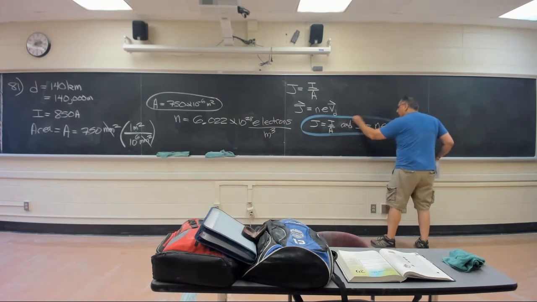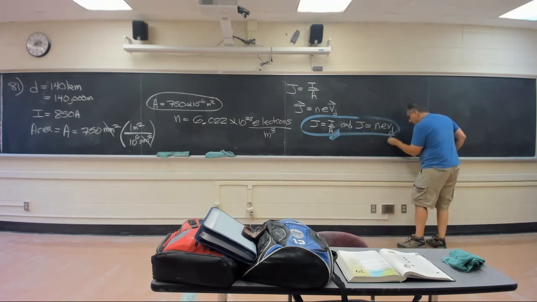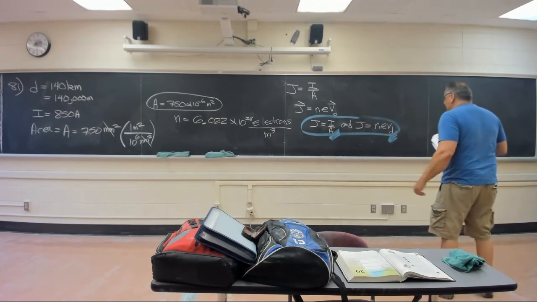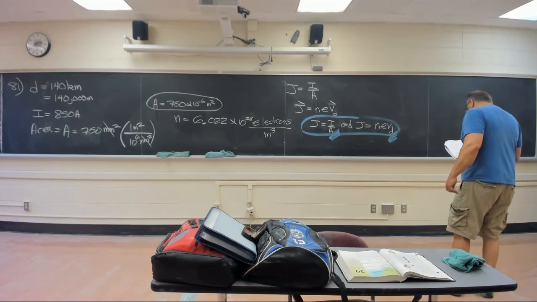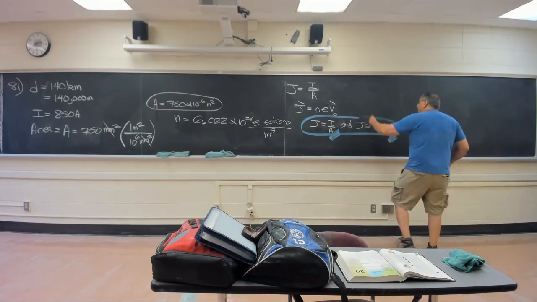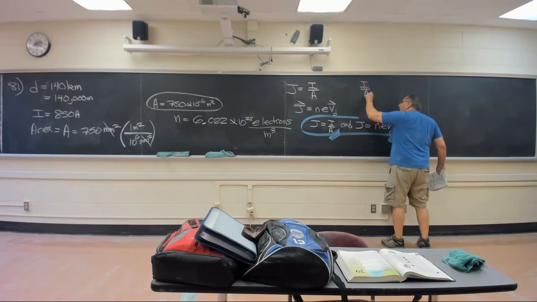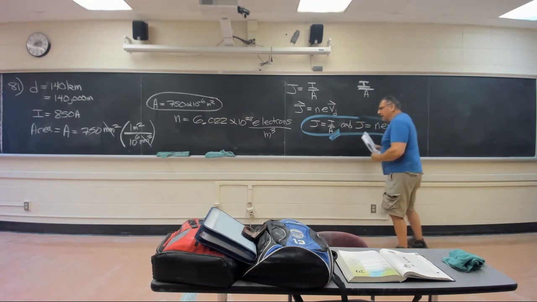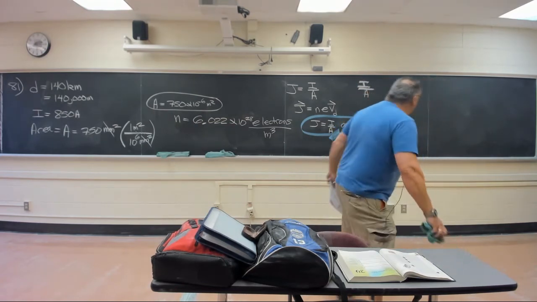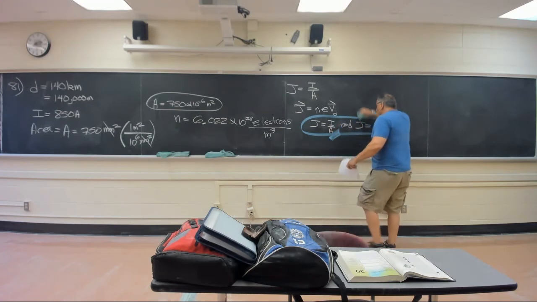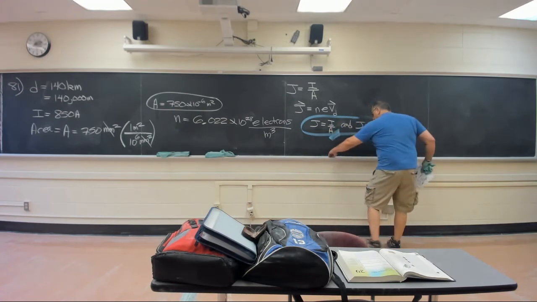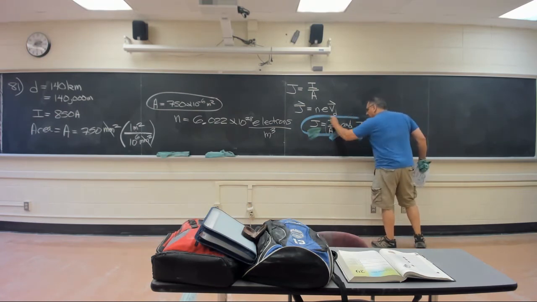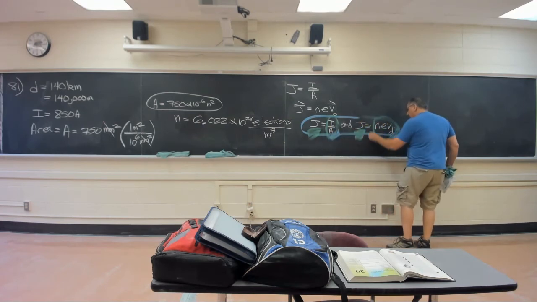Well, true. J is the same in each equation. So if that's the case, the I over A, and that's what's going to get you through it. J equals J, so this right here and this right here are equal to each other.